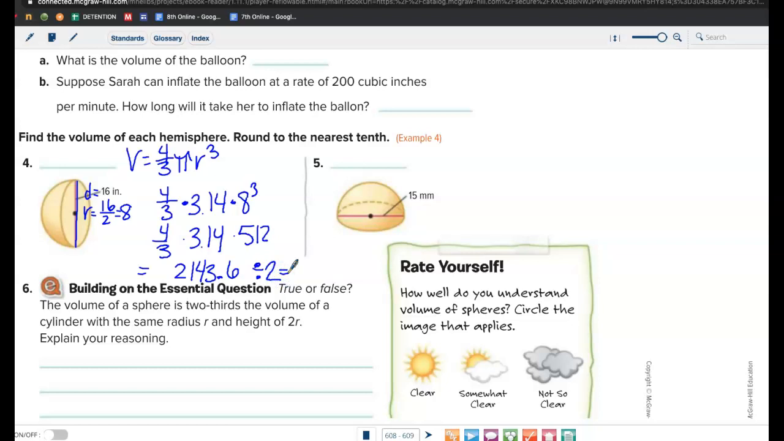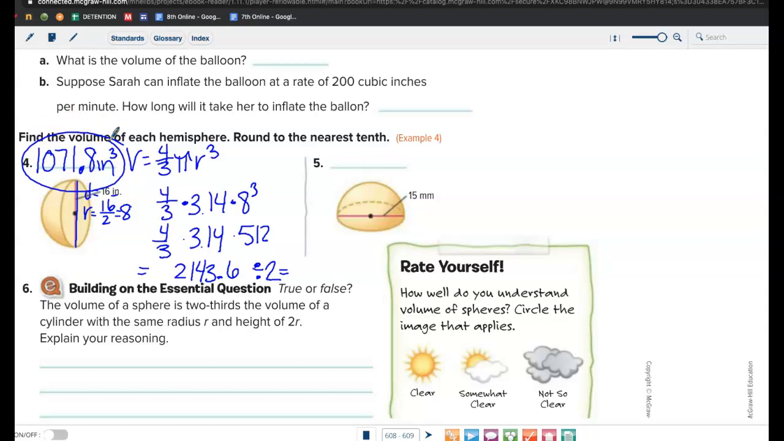And I get the answer of 1,071.8 inches cubed. So that is how you find the volume of a hemisphere.